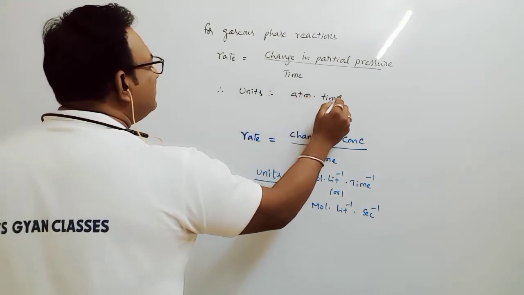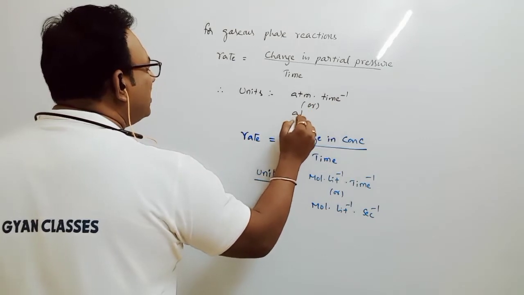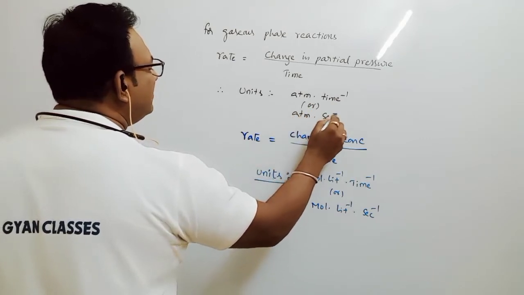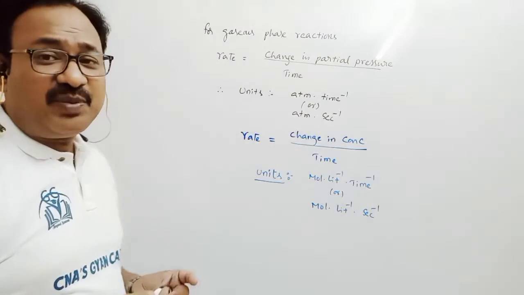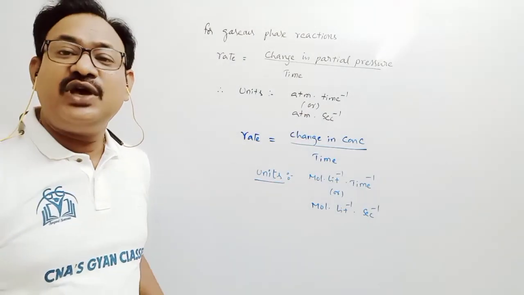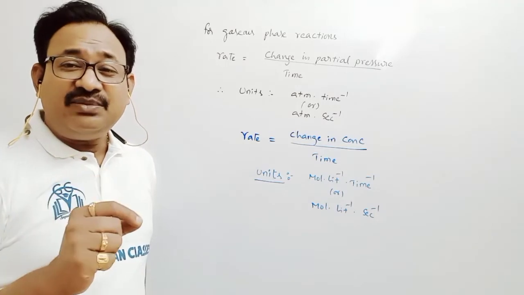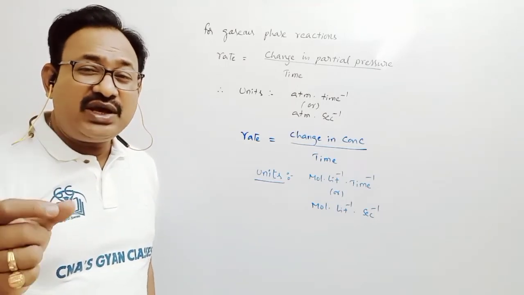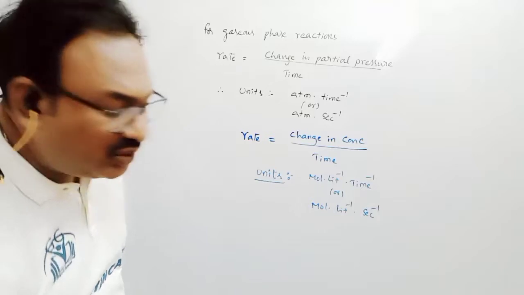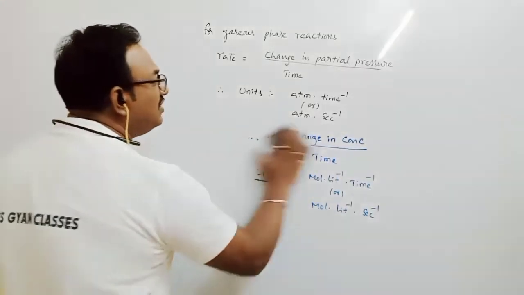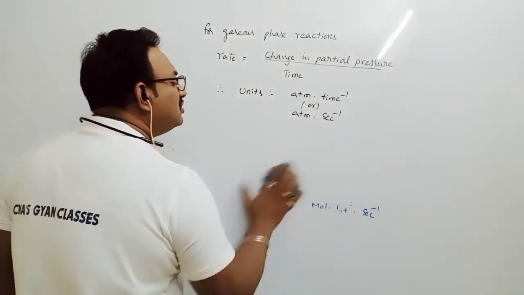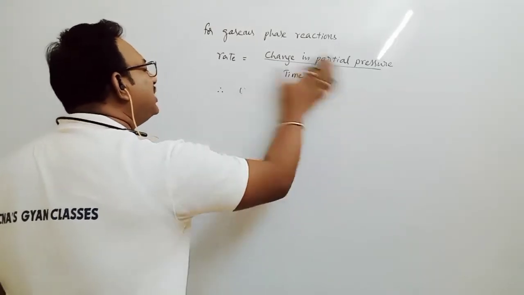Atmosphere into time inverse or atmospheres into second inverse. अगर प्रेशर एटमॉस्फेयर्स में लेने से ठीक है, नहीं है तो mmHg into time inverse, centimeters of Hg mercury column into time inverse. Like that you can take the units of rate of reaction. So this is a rate of reaction.